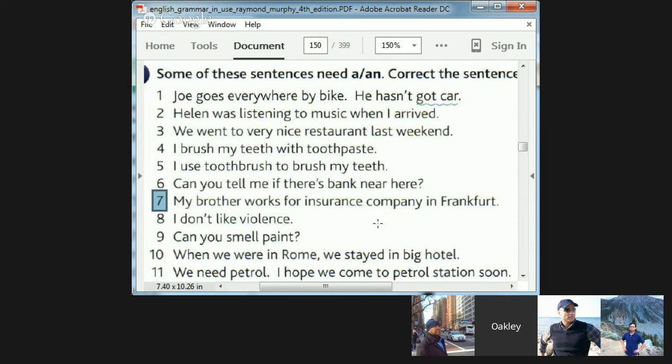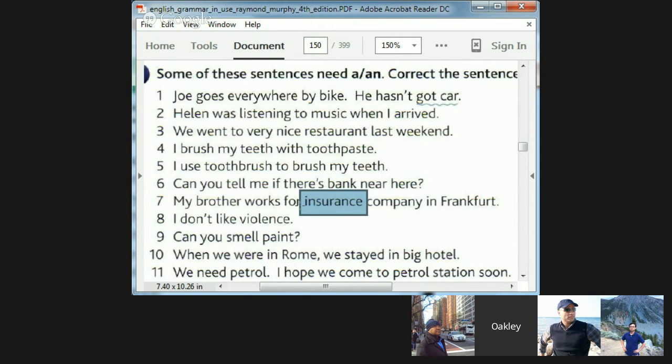Number 7. My mother works for an insurance company in Frankfurt. So we put an before insurance. Yes. Notice insurance company: the noun you're modifying with the determiner is company. Companies are countable. Insurance here is just used as an adjective. Very good point.